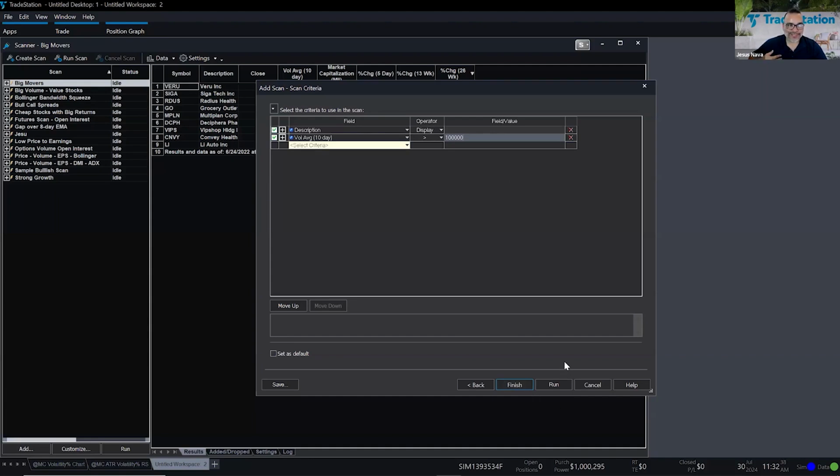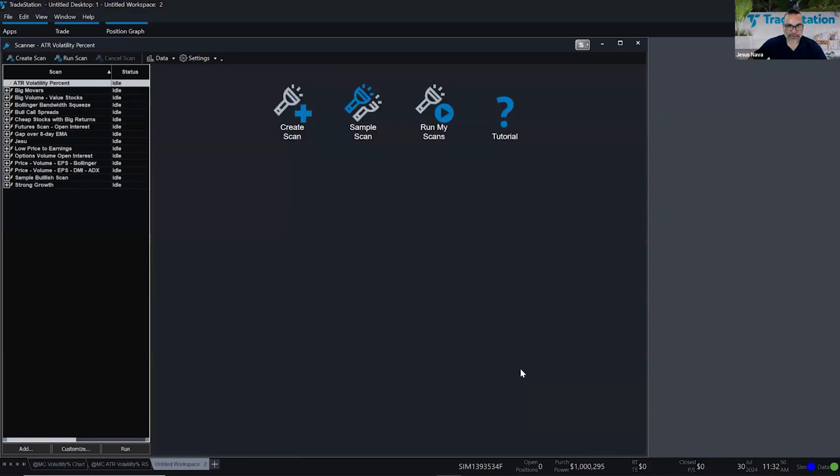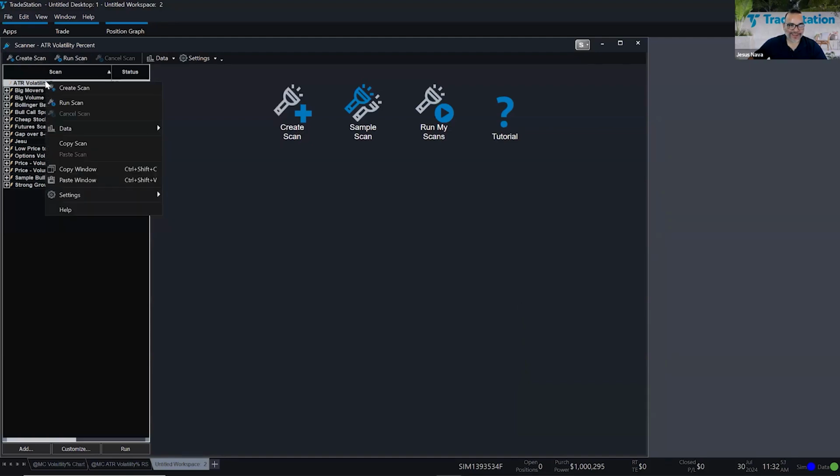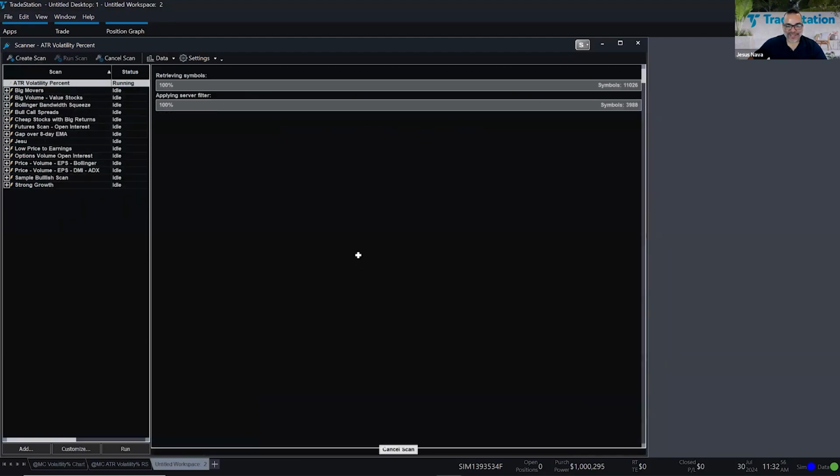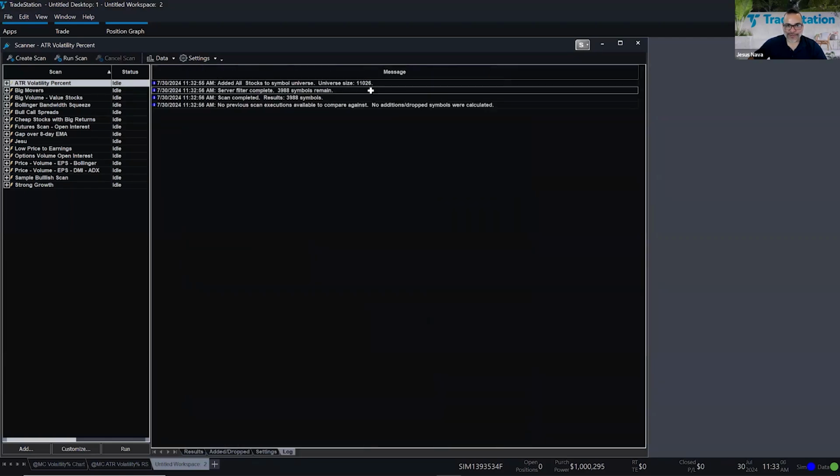Let me go ahead and run this. What I like to do is run this just to see what impact my scan filters have on my results. With just one filter of volume average greater than 100,000, if I click on run, actually it didn't run it. I'm going to right click on it. I'm going to run the scan. When I go to the log, I can see the results. So from the 11,026 symbols that exist in the symbol universe of all stocks, 3,988 symbols remain. Now that's impressive, with just one simple filter, I was able to eliminate over 7,000 symbols.